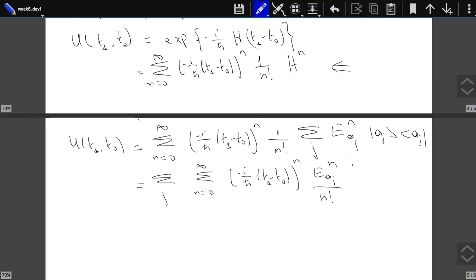This is e to the power minus i over h bar (t1 minus t0) E(a_j), |a_j><a_j|. Sum over j of e to the power minus i over h bar (t1 minus t0) E(a_j), |a_j><a_j|. So here is our time evolution operator. So basically, we know our operator now. Of course, assuming we know the energy eigenvalues and the energy kets.